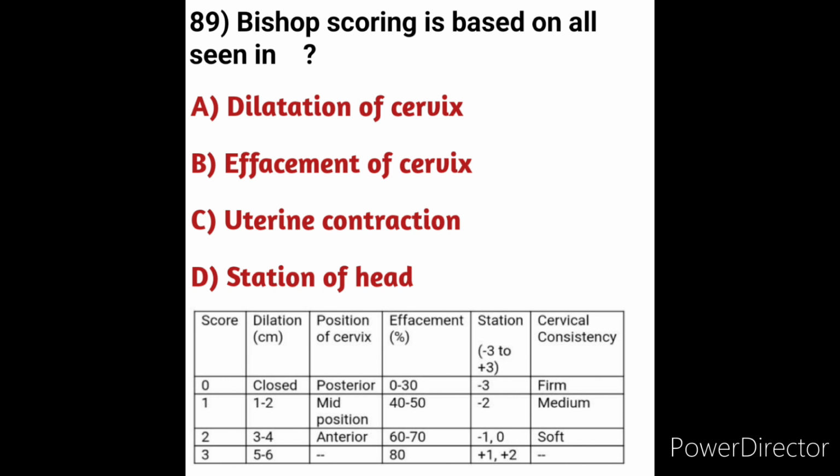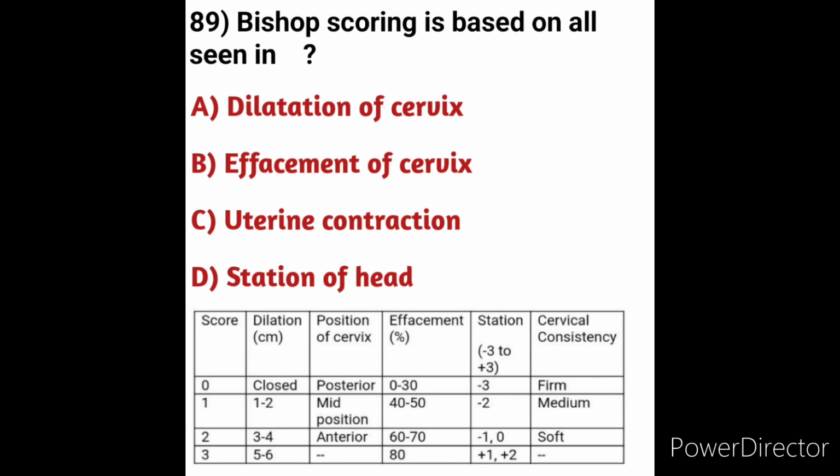Here we can see the Bishop scoring chart. The columns are score, dilatation of the cervix, position of the cervix, effacement, station and cervical consistency. According to cervical dilatation, position of the cervix, effacement, station and cervical consistency, we will give the score. 10 to 13 is the actual score, but 8 or higher means that spontaneous delivery will happen with successful vaginal birth. Here this is the chart of Bishop scoring.